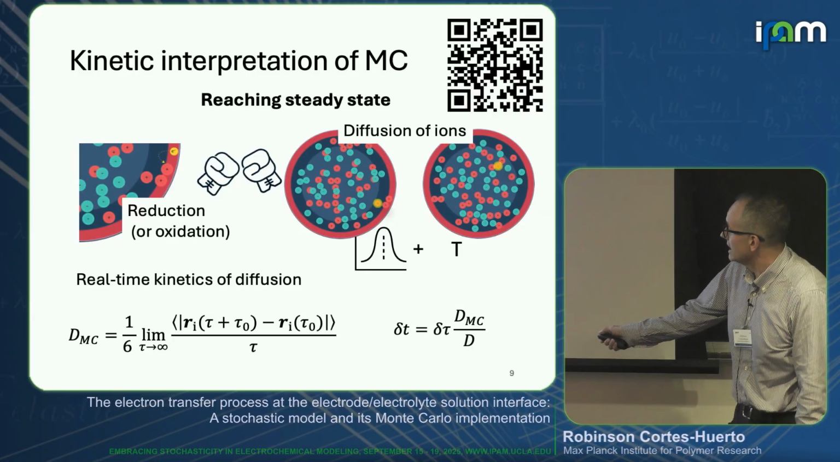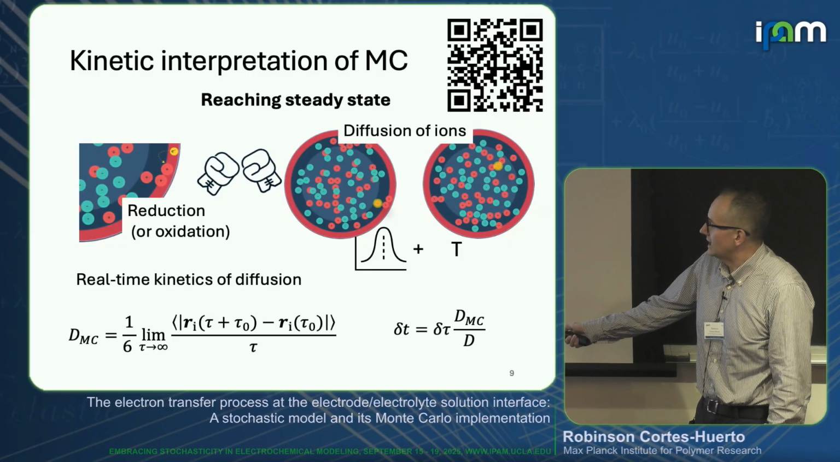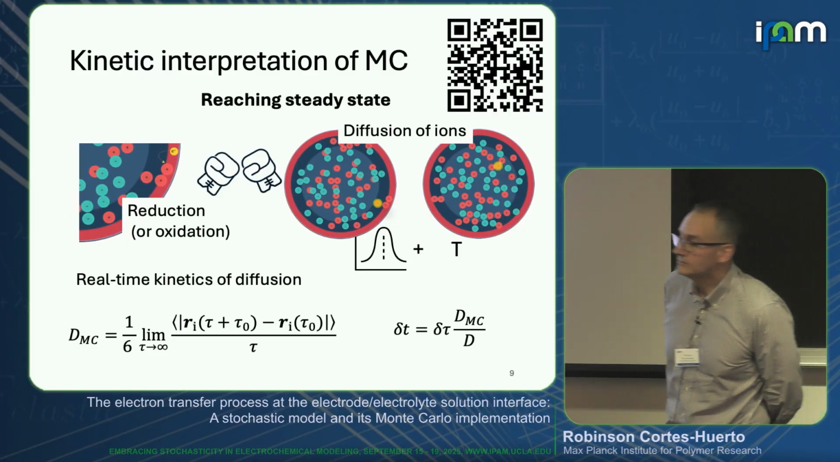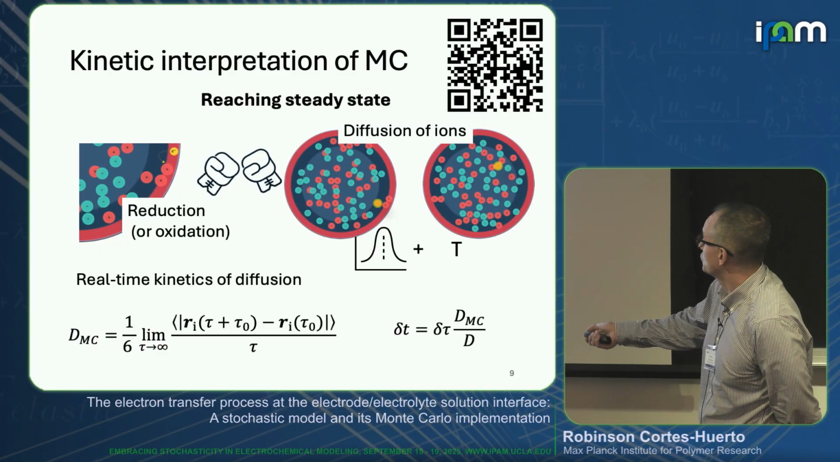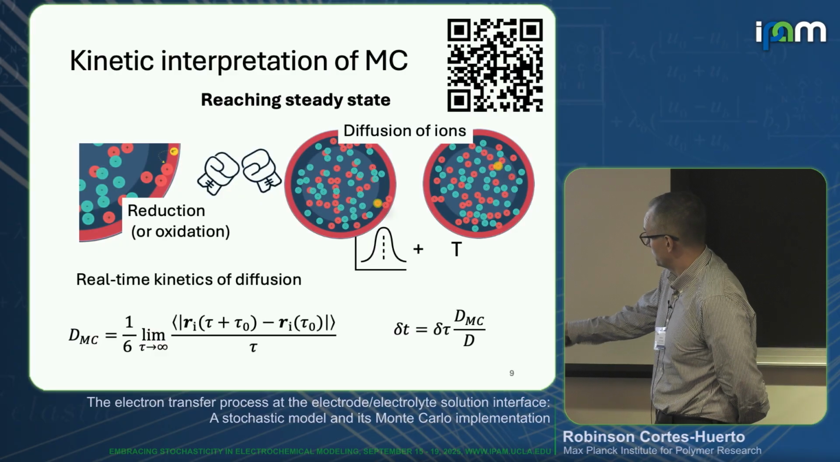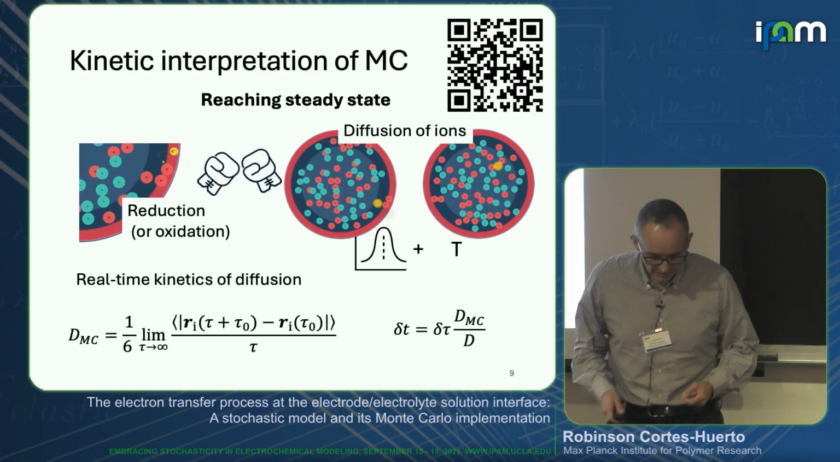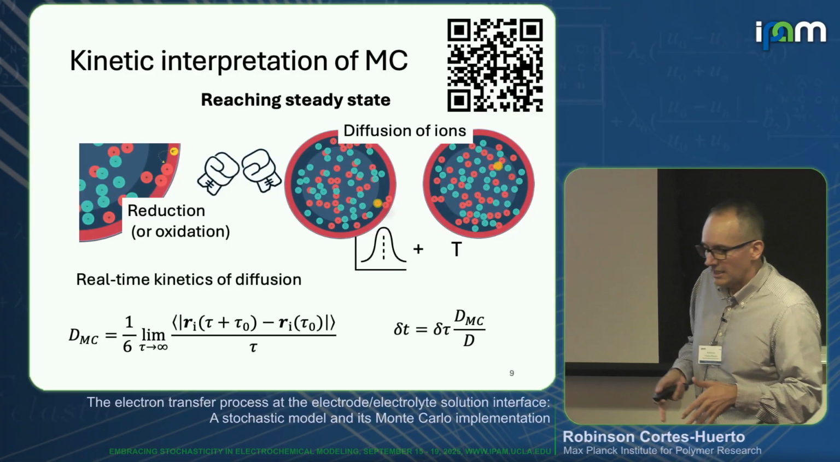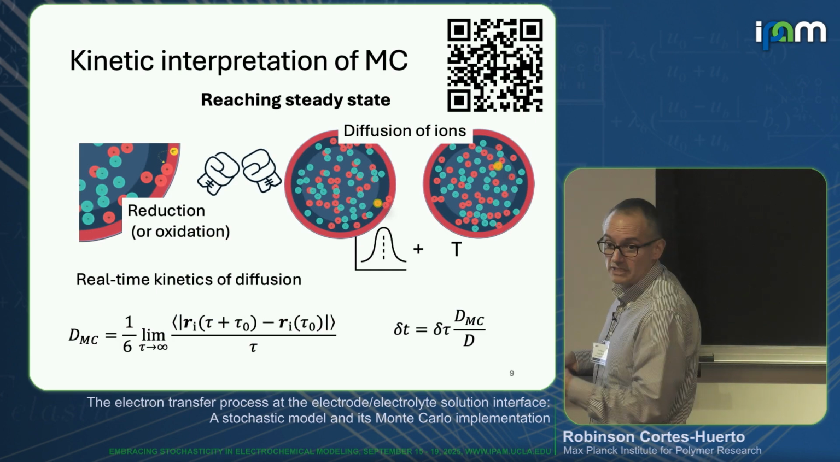So there is a simple way to relate the delta tau, which is the Monte Carlo time, with the real time of the system. So you can also, in principle, take the diffusion from experiments here and perform the same exercise here. So now we have a diffusion as a clock that is giving me the evolution in real time of this simulation setup.